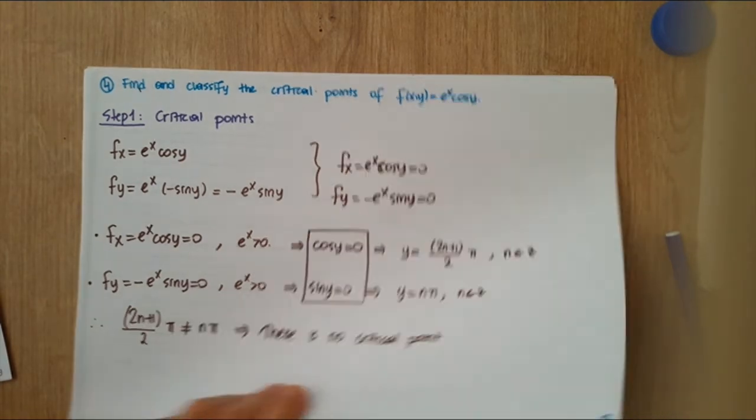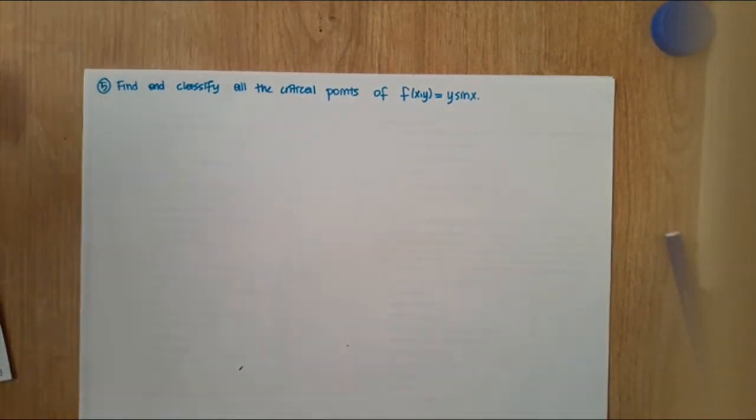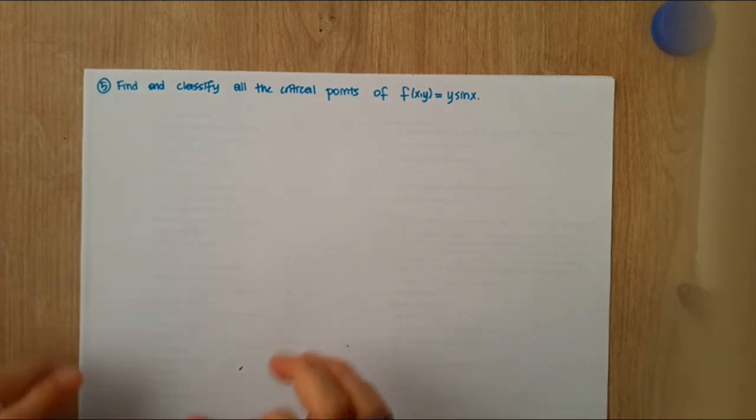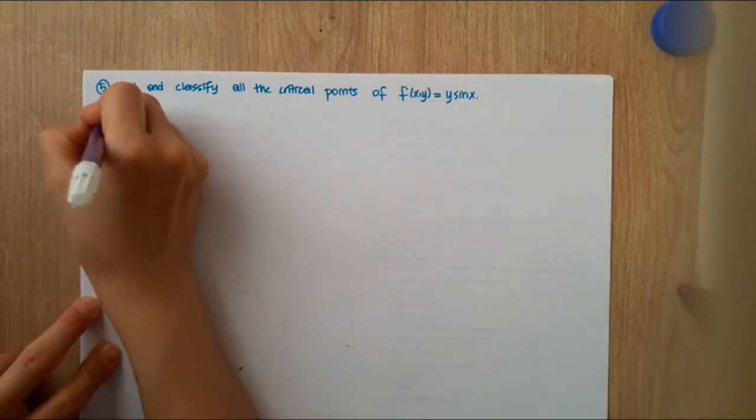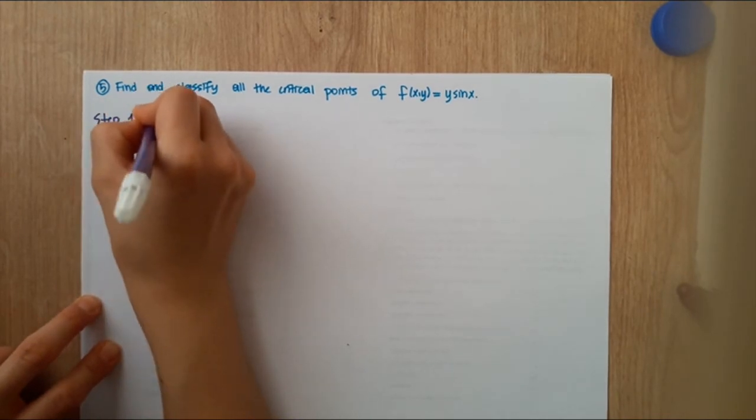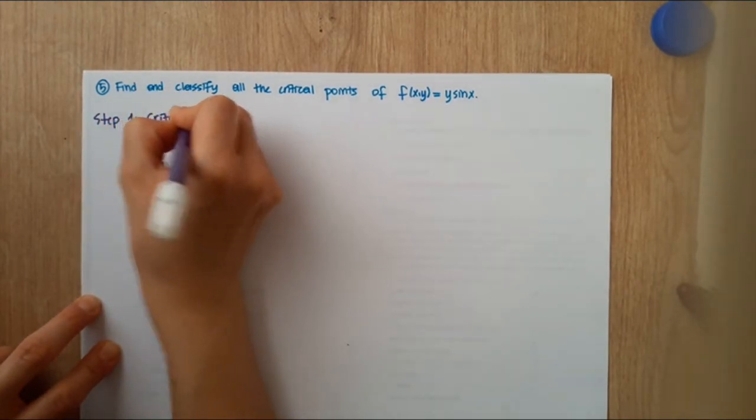Okay, let's solve the other problem. We are given again a function as y times sine x, and we want to classify the critical points, if they exist, of this function. And step 1, critical points.